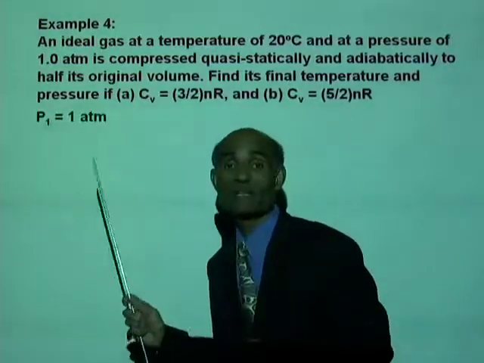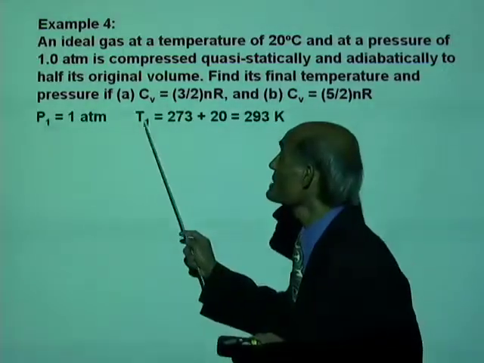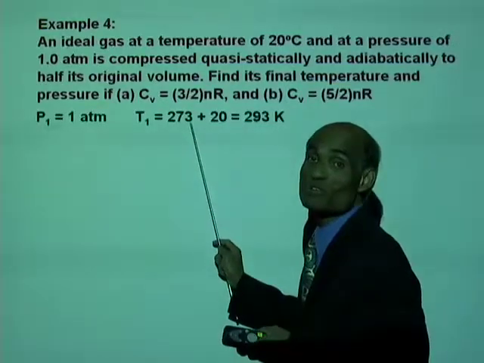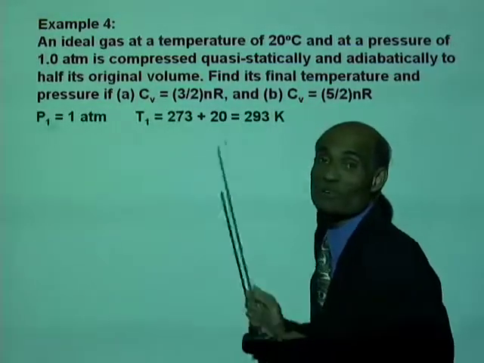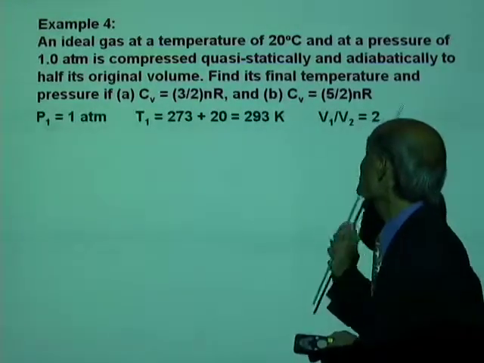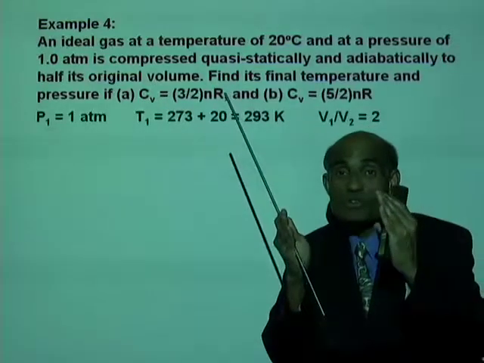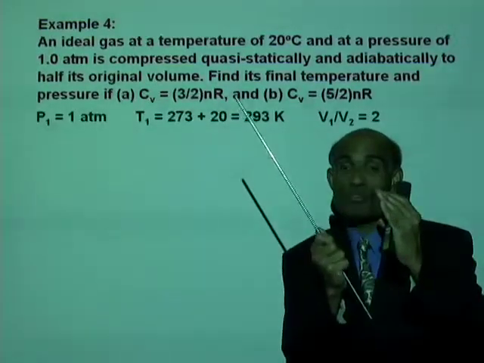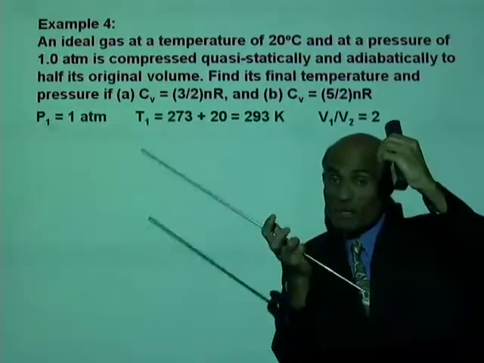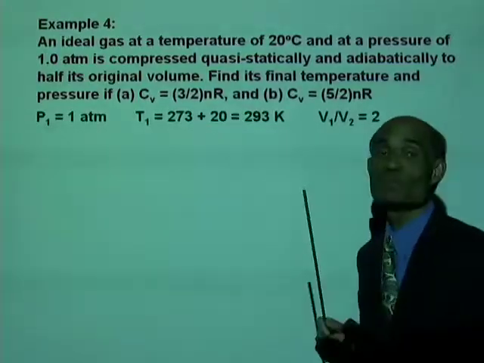Alright, let's pick out data. P1 is 1 atmosphere. T1 is 20 degrees Celsius, always converted to Kelvin. That is 293 Kelvin. V1 over V2 equal to 2. Is that right? The gas has been compressed to half its original volume. So the initial volume is 2 times the final volume. V1 over V2 equal to 2.